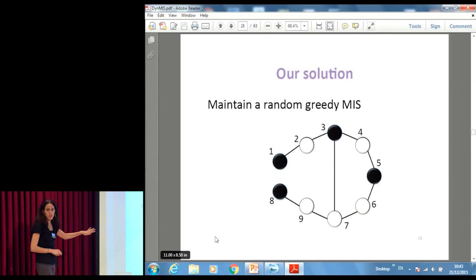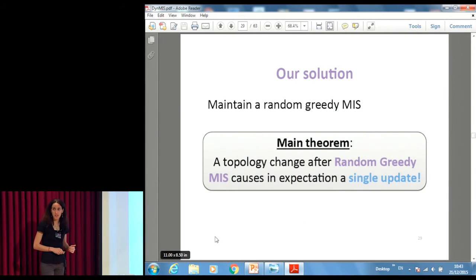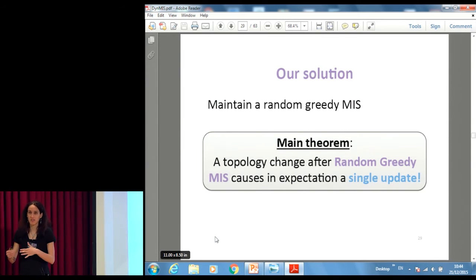And this is what our algorithm does. We do restrict ourselves in that when I fix the MIS after a change, it's not enough that I have any new valid MIS. It has to be the random greedy one. But the fact that it's the random greedy one allows me to argue that I don't need to make too many changes to the graph after a topology change. So this is my main theorem, and this is totally a combinatorial statement. There are some additional details of how to implement this in the dynamic setting, which I'm not going to go into. They're a bit delicate, but the intuition should be pretty clear.